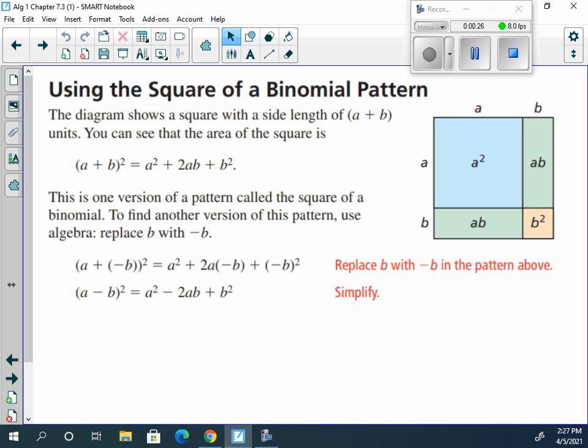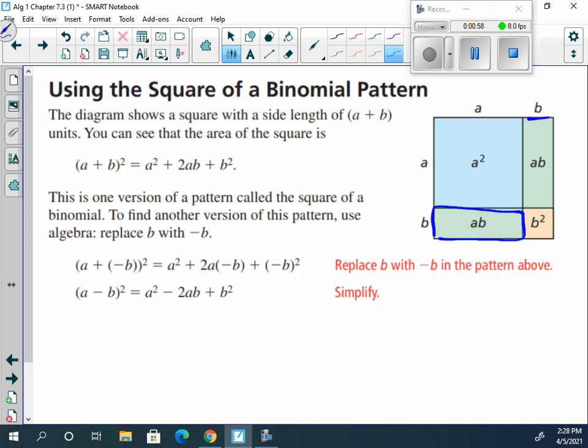Now, we can use what they call the binomial pattern. For this square here, I have a length of a and a length of a. And a times a is a squared, because the variable times itself is going to be a squared. Now this lower box here, I have a length of b and a length of a. So a times b would be the area of this, which is ab.